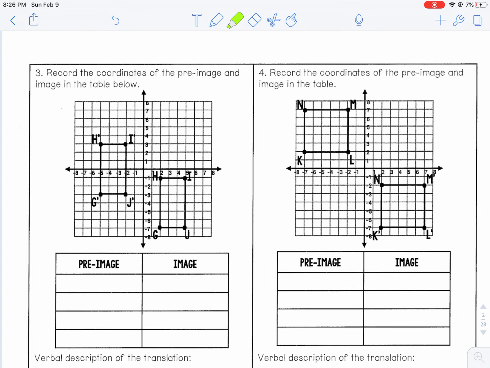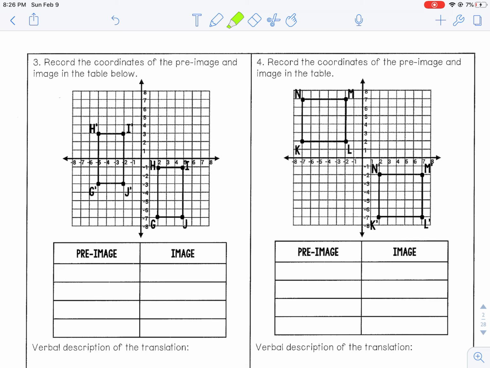Okay, so we're looking at the images and we're trying to explain what happened. They're showing us the pre-image and the image. So the pre-image is what does not have the little prime marks or the apostrophes on it. So that's our pre-image. So we need to see what happened with it. So the first thing that I want to do is I'm going to label all those points alphabetically. So I'm going to say G, H, I, J.